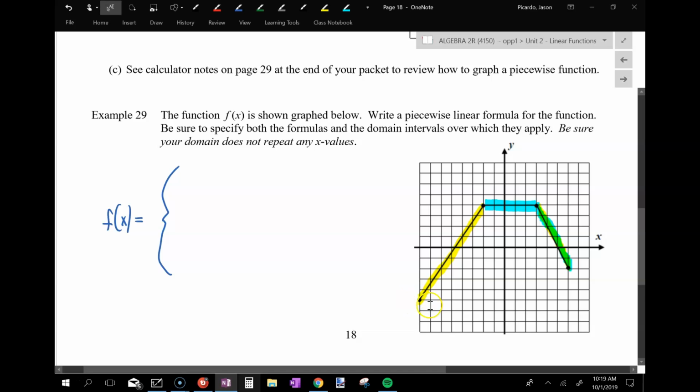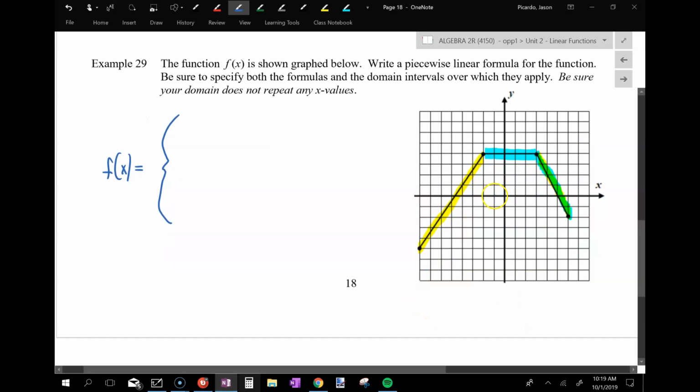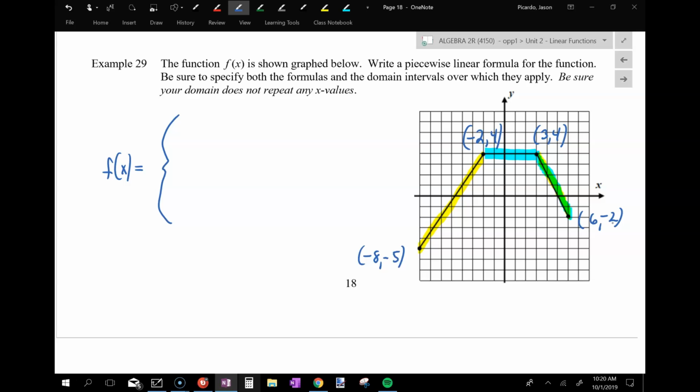I want to know what this point is down here first. That's the point -8, -5. And then I got this point up here, which is at -2, 4. And then I got this point here at 3, 4. And then I got this point over here at 6, -2. Okay, ready? Again, this is the point where I lose somebody if you're not really with me. Okay?